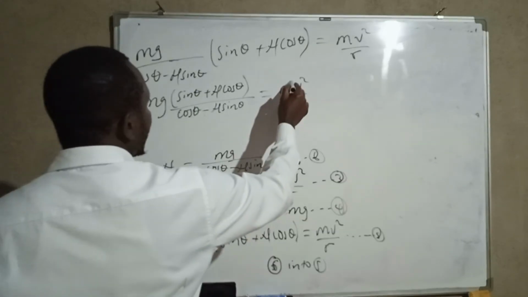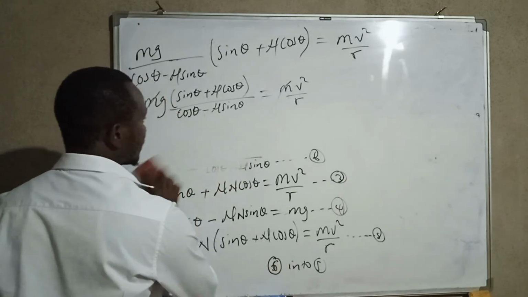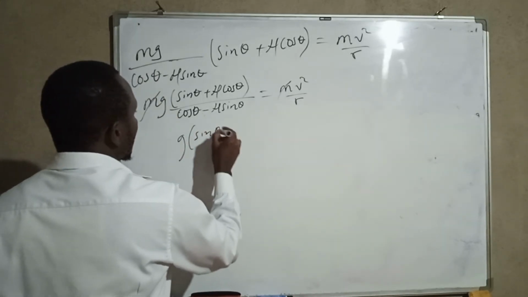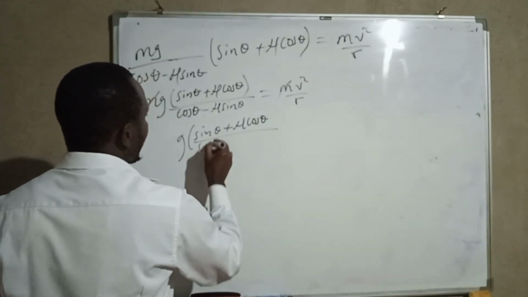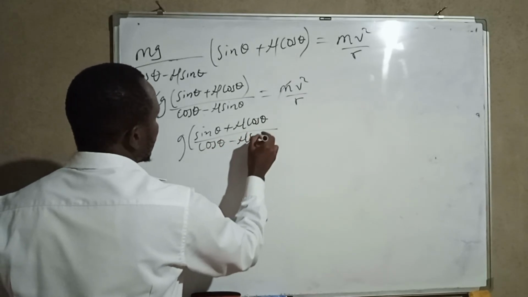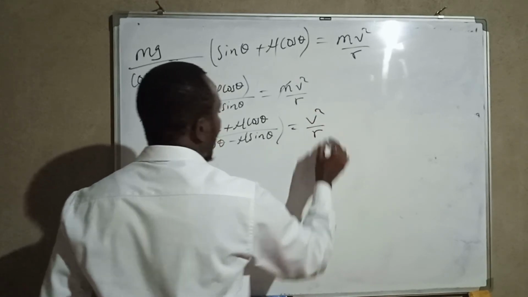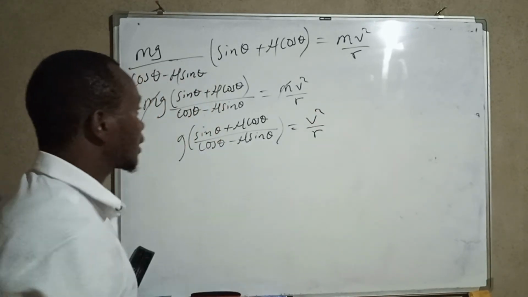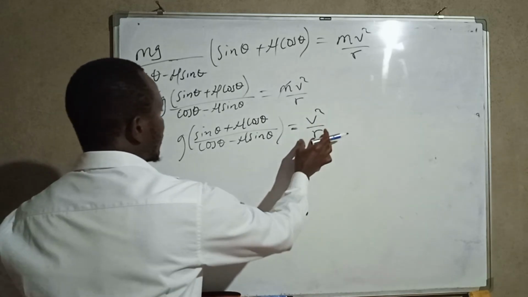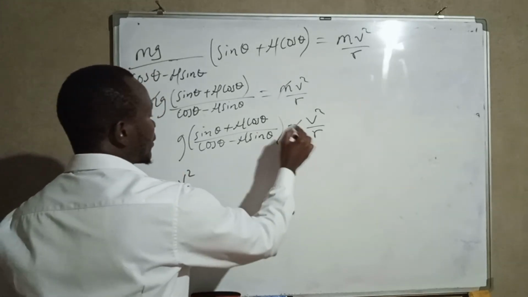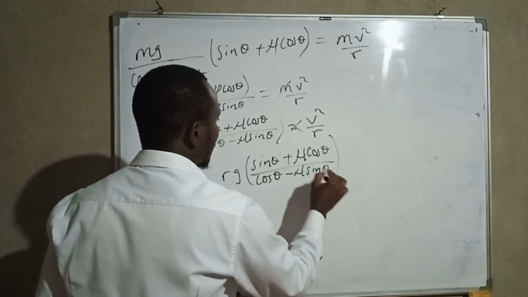But m and m will cancel. And from this point, what we're going to have is sin theta plus mu cos theta over cos theta minus mu sin theta. This will give us v squared over r. Since we want to make v the subject, we are going to cross multiply. If we cross multiply, v squared will be r times g and everything in the brackets here.